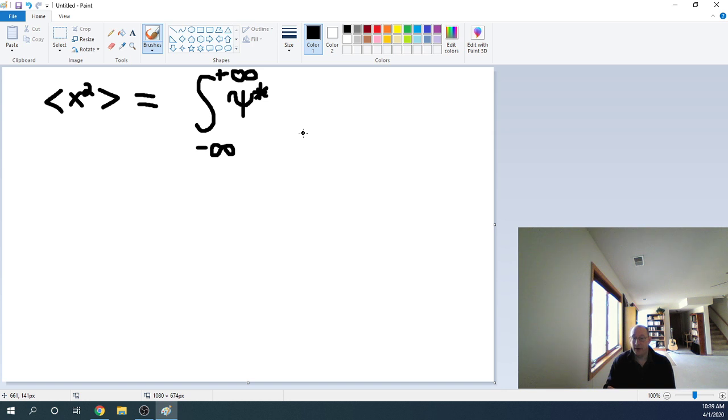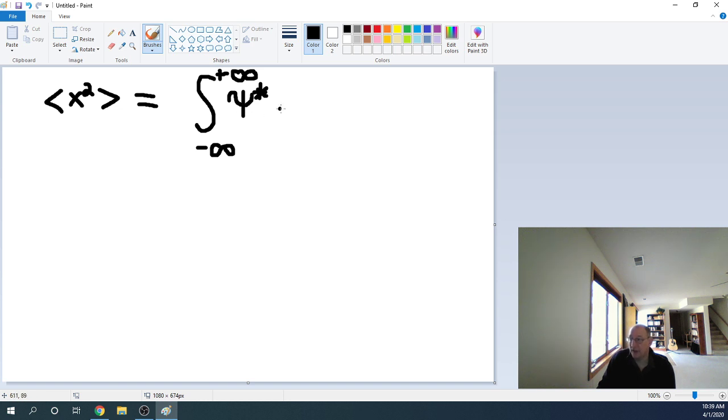A lot of our wave functions could have an i in it, but some of them don't. For instance, the particle in the box wave function that we were just talking about didn't have any i's in it. So psi star is just the same thing as psi if there are no imaginary numbers in it.